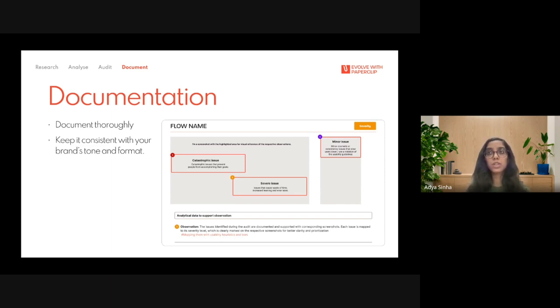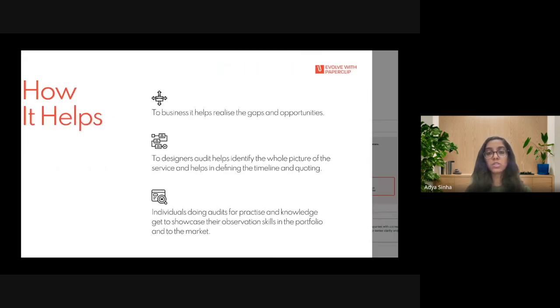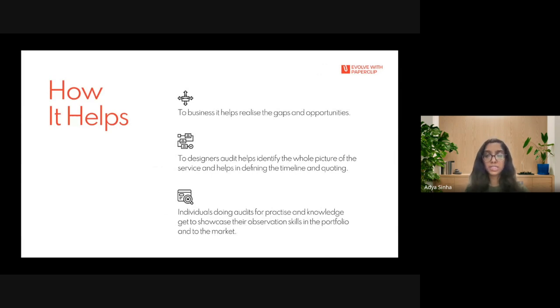And when it comes to delivery, connecting with the stakeholders directly and walking them through all of your observations and pinpointing the areas of improvement can leave a greater impact. Now that we know how to conduct a UX audit, let's also look into how it benefits different personas. So different personas could be business, designers, as well as individuals.